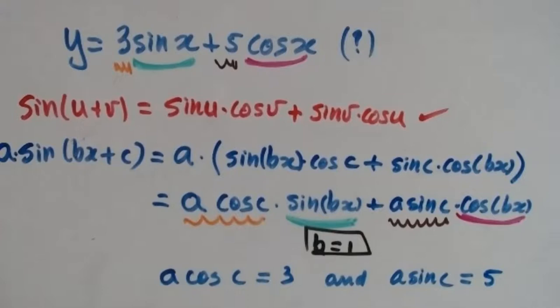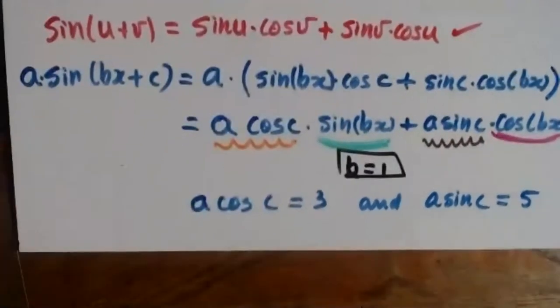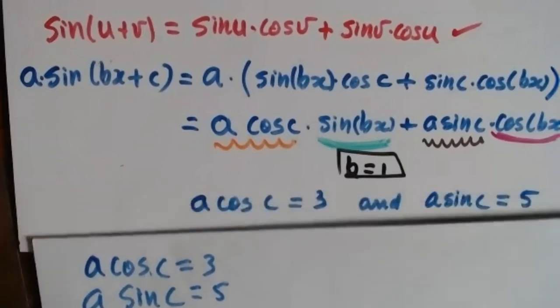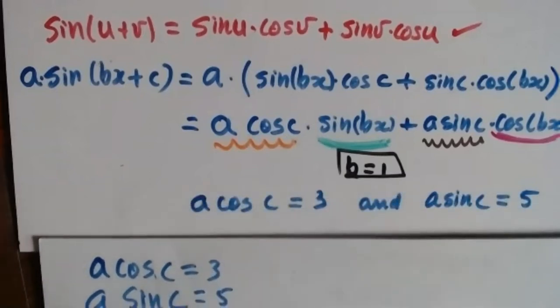Now, what is this? Let me just use another board to put this. And what I have to do is very simple. So I have a system of equations. A cosine c equals 3. A sine c equals 5. So I have this. I have a system of equations, correct? So I take this one and I have this one.